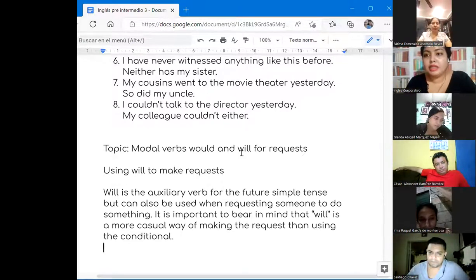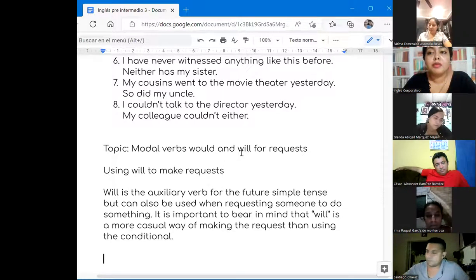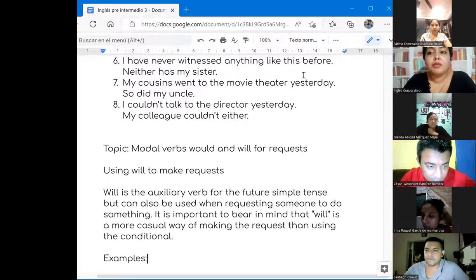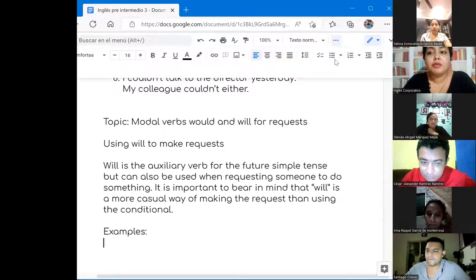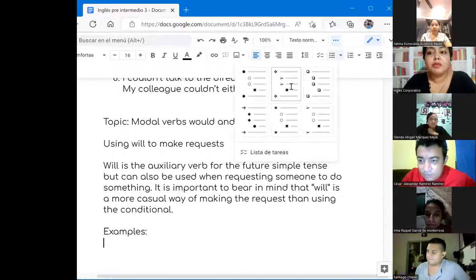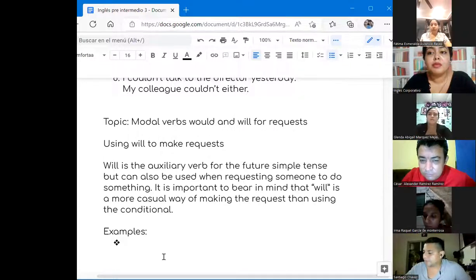And we have some examples for this information that we have of the use of will. Let's see. In the examples we have, will you close the door, please?